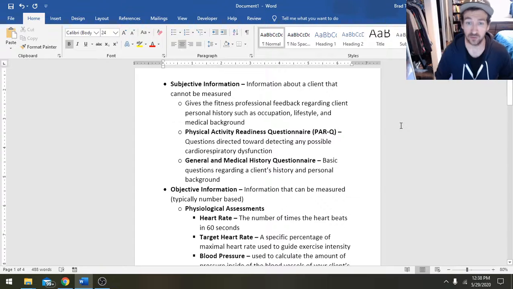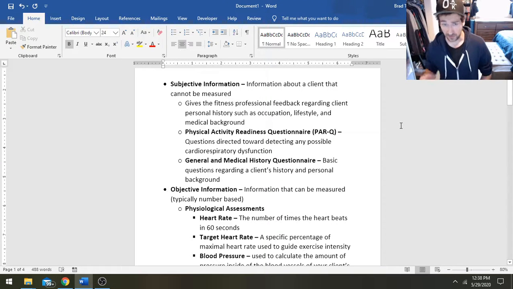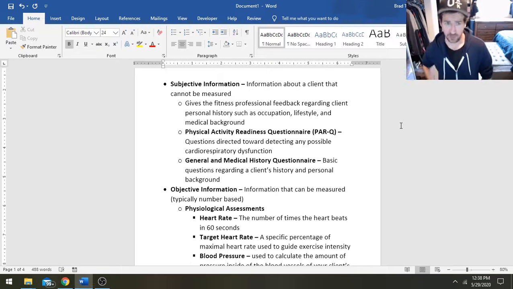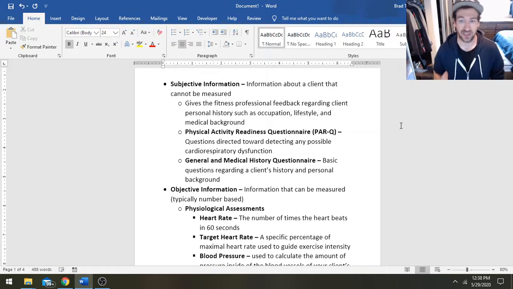So first thing we want to go over again is reminding everybody what subjective versus objective information is, right? Subjective information is any information that cannot be measured. These are things like lifestyle, occupation, medications, injuries, personal history, likes, dislikes, things like that.